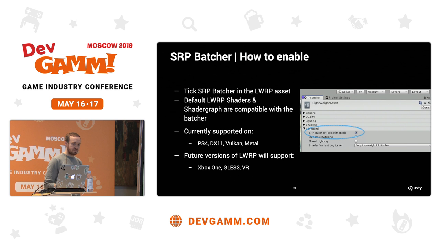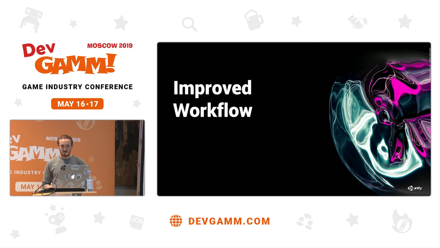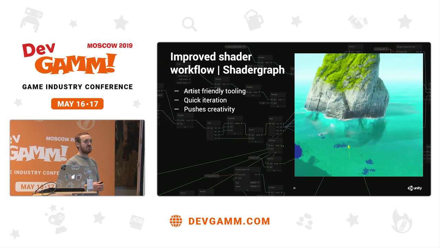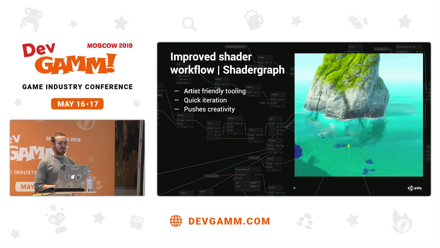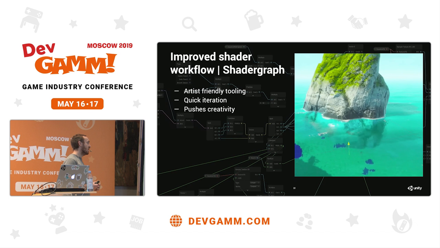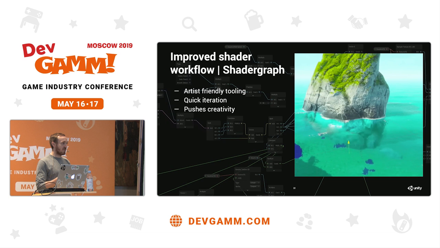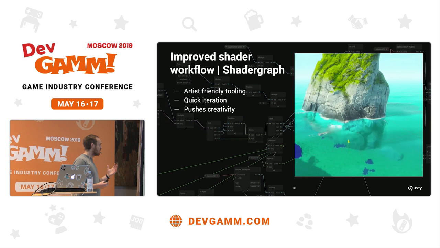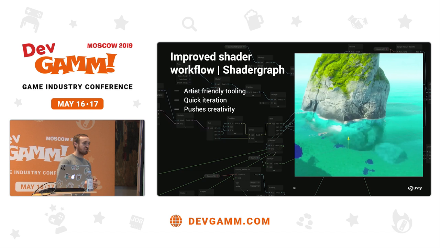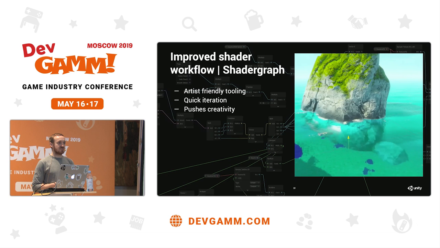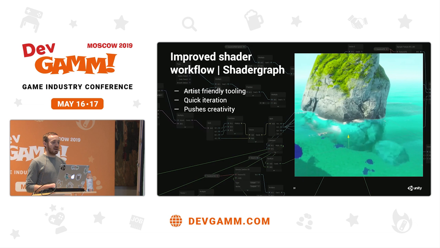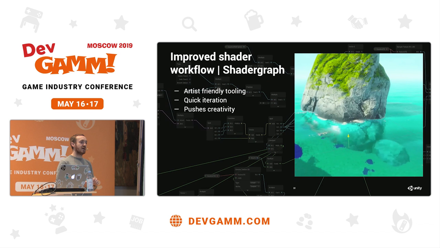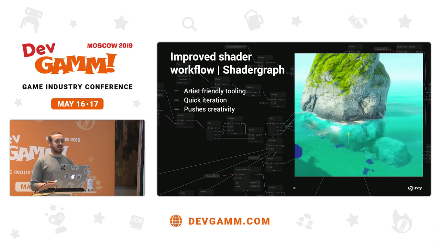Cool. So, improved workflows. You may have seen stuff like Shadergraph and Visual Effect Graph. Shadergraph is a node-based material editor, and Visual Effect Graph is a node-based, GPU-accelerated particle system. It's great because it's very artist-friendly, with quick iteration. I think it pushes your creativity in your studios because it enables a lot more artists and designers to create shaders instead of having to write code all the time. And right now, and forever, it will only work with the Scriptable Render Pipelines. You won't be able to use Shadergraph or VFX Graph with the built-in pipeline. You can only use it with Lightweight or with HDRP.